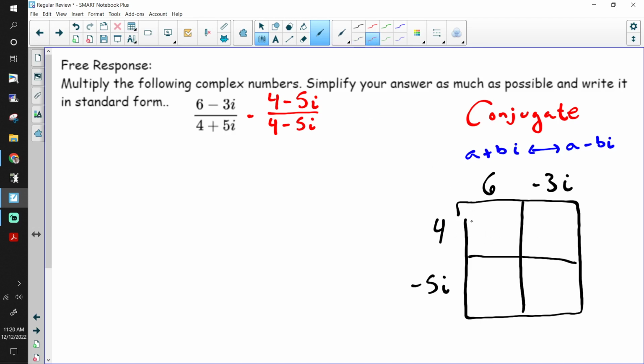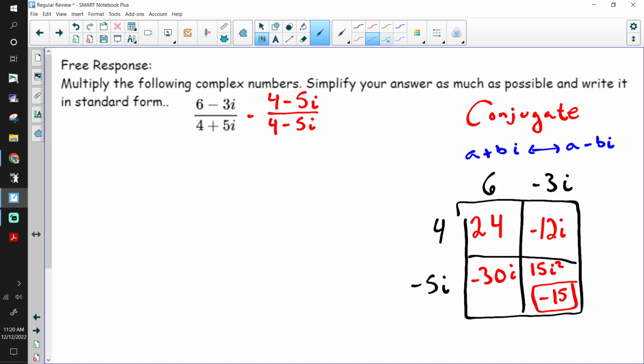4 times 6 is 24. 4 times negative 3i is negative 12i. 6 times negative 5i is negative 30i. And negative 5i times negative 3i, this is the tricky box, is 15i squared. This i squared is just a negative 1, so this is going to make my term negative 15. Okay? If I went too fast, just pause the video, do those, think about them. I'm just multiplying, making sure to bring my i's with. And when I multiply i and i together, I get i squared.